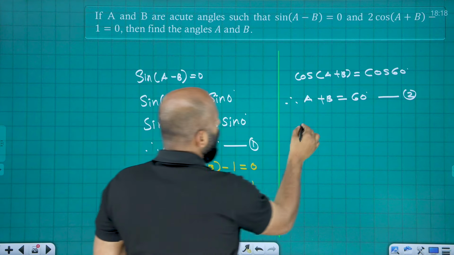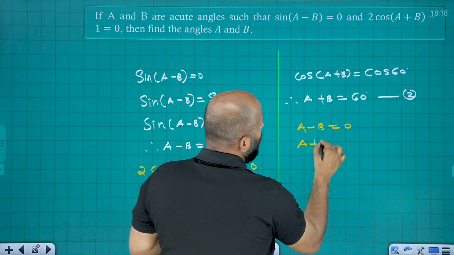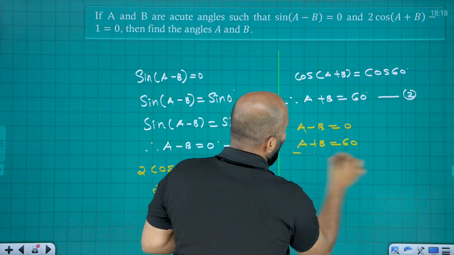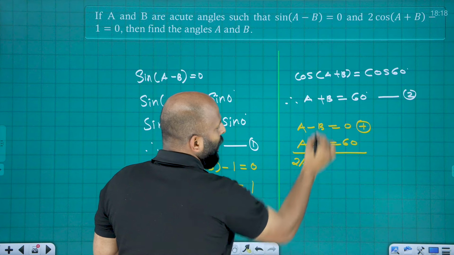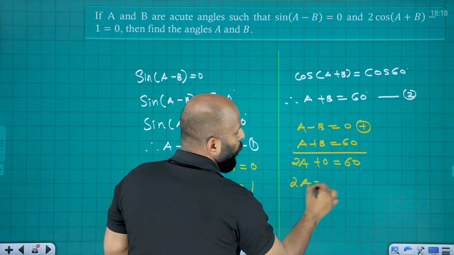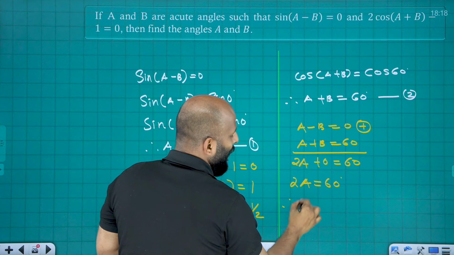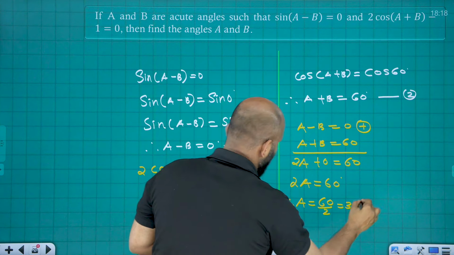Then we can solve. So, A minus B is equal to 0, and A plus B is equal to 60. I am going to add these two equations. When we add, A plus A is 2A, B becomes 0, which is equal to 60. 2A is equal to 60. Therefore, A is equal to 60 divided by 2, which is equal to 30 degree.